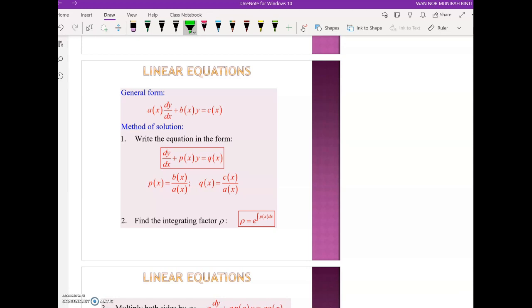Okay, now let's move to linear equation, the second equation that we're going to learn throughout this chapter 1. First of all, we need to identify the linear equation. How can we know that we have a linear equation? We have a linear equation if we have it in the form of this one.